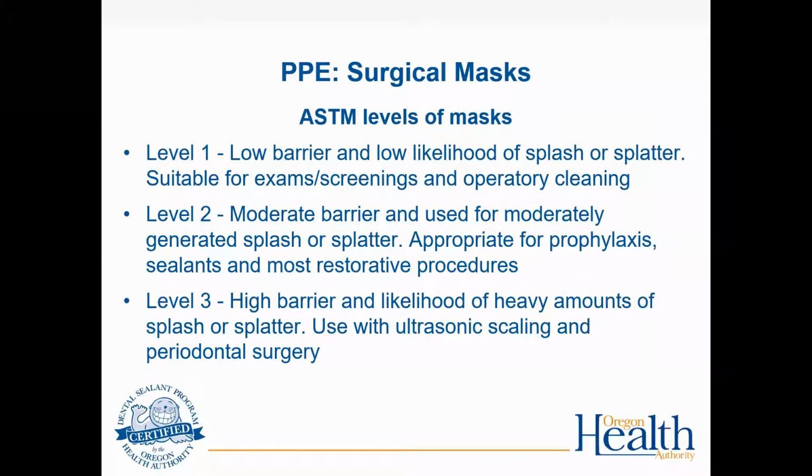Surgical masks, we've talked about this before. There's 3 levels: level 1 low barrier, level 2 moderate, and level 3 high. Level 2s and 3s can be used if N95s aren't available, along with a face shield. And so for glass ionomer, the modified technique, we are going to be using a level 2 or 3, ideally level 3 if we can get them, and our face shields.